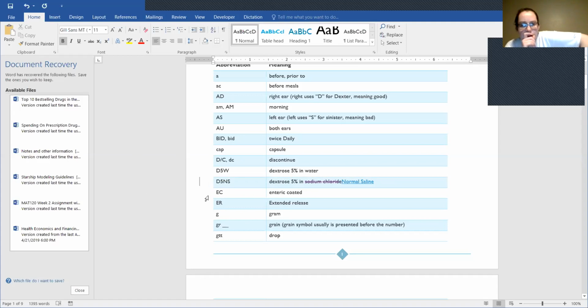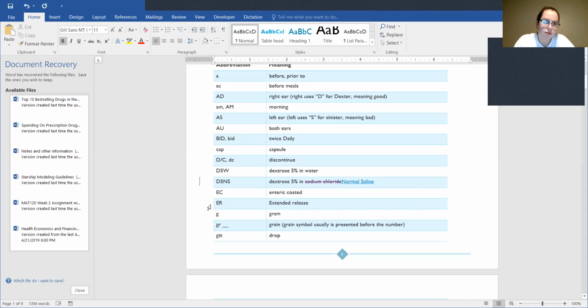EC means enteric coated, meaning there's a layer of material on the outside of the dosage form, usually a tablet, or the long caplets that are basically long tablets, that prevents the drug from being released in the stomach. So it goes through the stomach and ends up releasing in the small bowel, which is where most things are absorbed anyway.